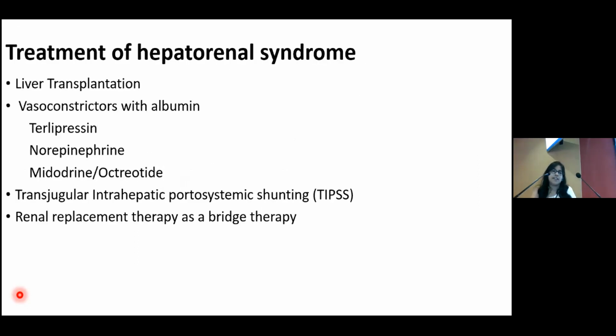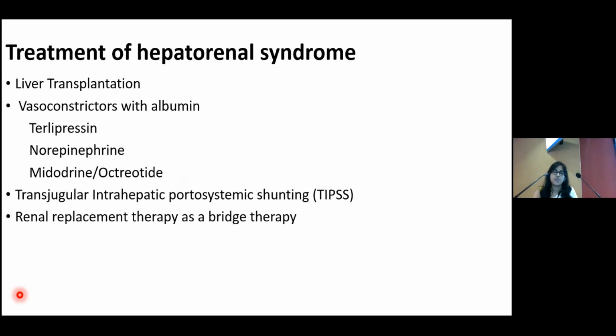So how do we treat the hepatorenal syndrome? The definitive management is liver transplantation. Nowadays, if this patient's eGFR is less than 20, we can consider transplanting both liver and kidney. The other key management is vasoconstrictors with albumin. So we have terlipressin, norepinephrine, and midodrine-octreotide. The midodrine-octreotide has less efficacy.